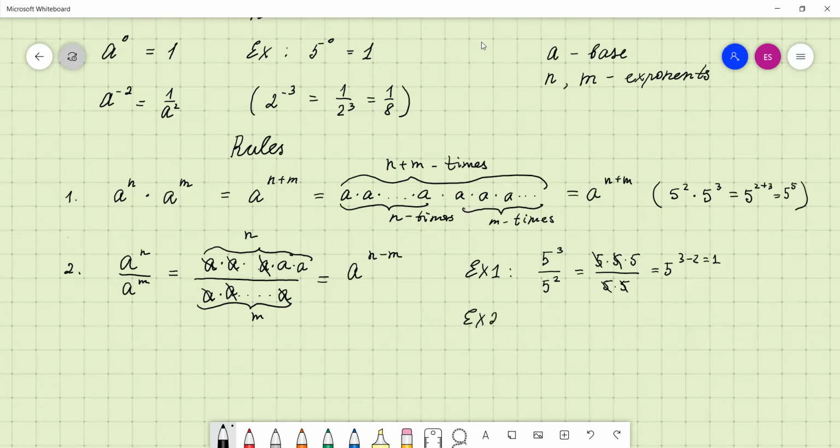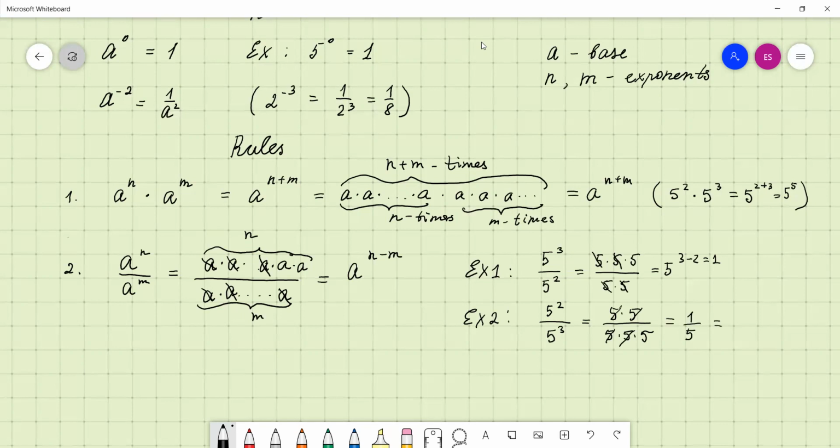Example number 2. What are we going to have if we have the opposite situation? 5 to the power of 2 over 5 to the power of 3. This can happen. Nobody tells us which one is supposed to be greater, right? We have 5 times 5 here and 5 times 5 times 5 here. We start cancellation. We cancel everything in the numerator, but there is still a 5 in the denominator. So we have 1 over 5.